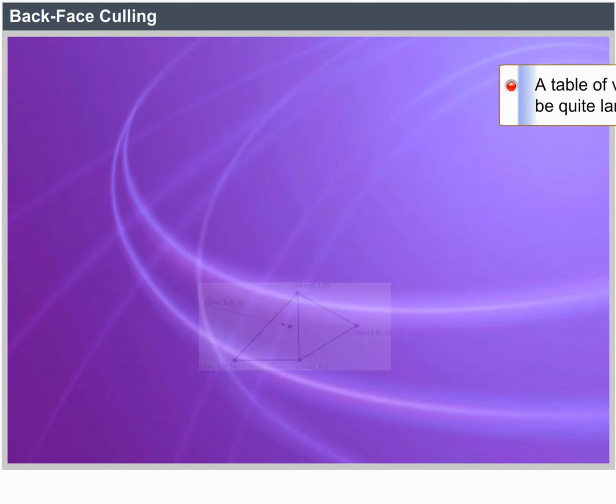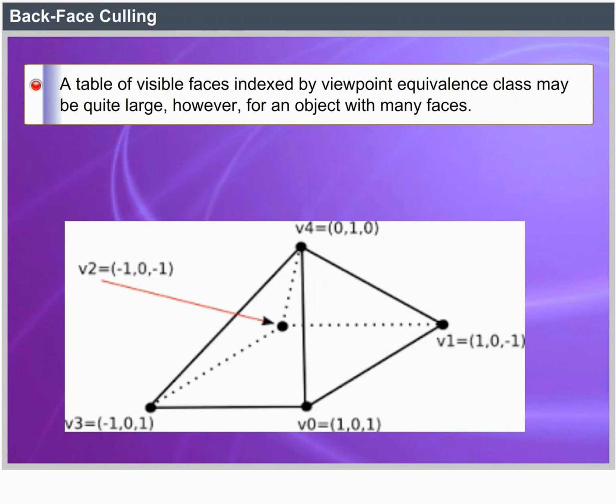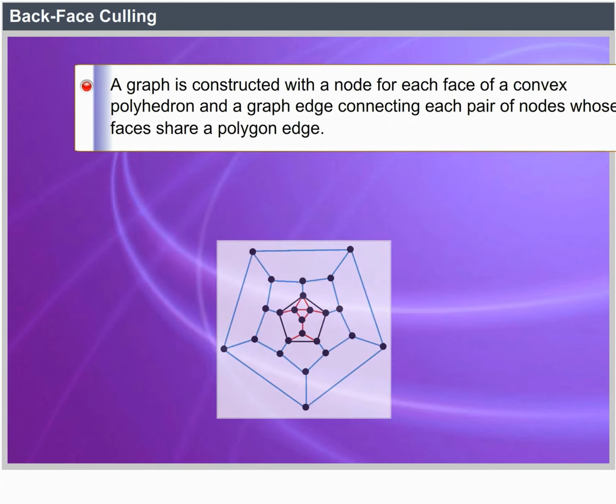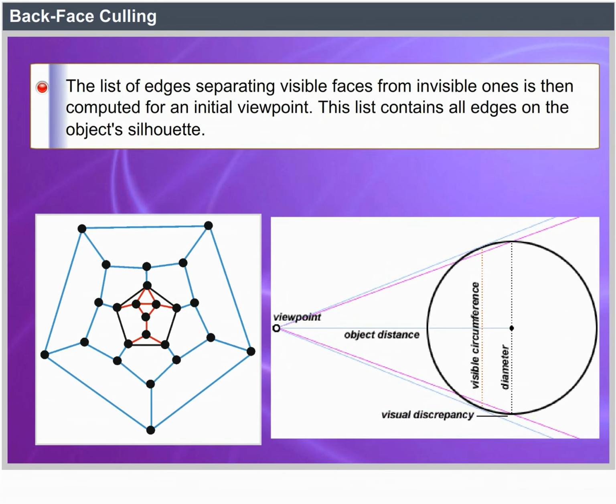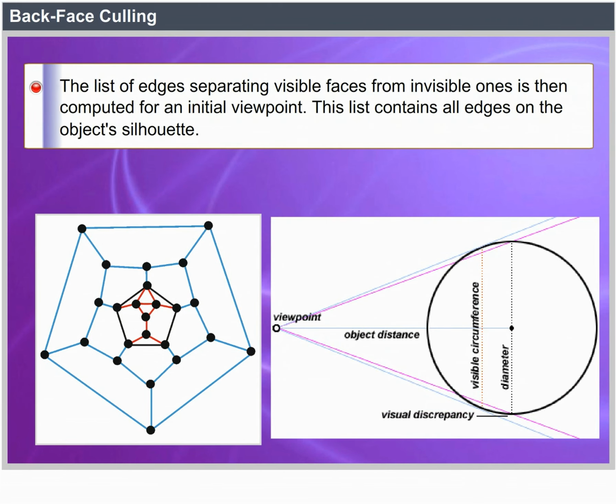A table of visible faces indexed by viewpoint equivalence class may be quite large, however, for an object with many faces. A graph is constructed with a node for each face of a convex polyhedron and a graph edge connecting each pair of nodes whose faces share a polygon edge. The list of edges separating the visible faces from invisible ones is then computed for an initial viewpoint. This list contains all edges on the object's silhouette.